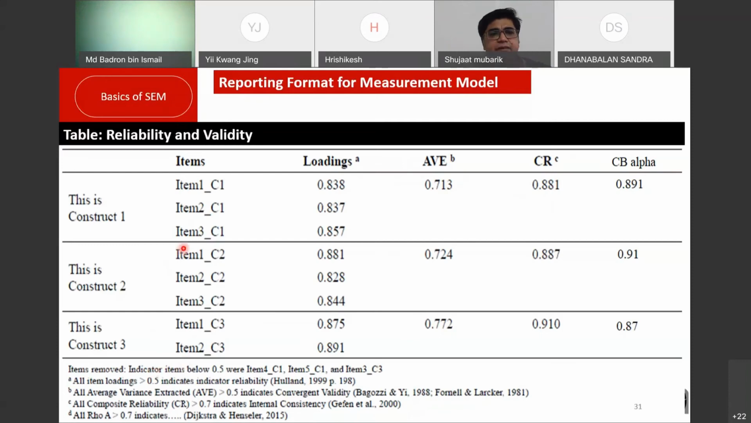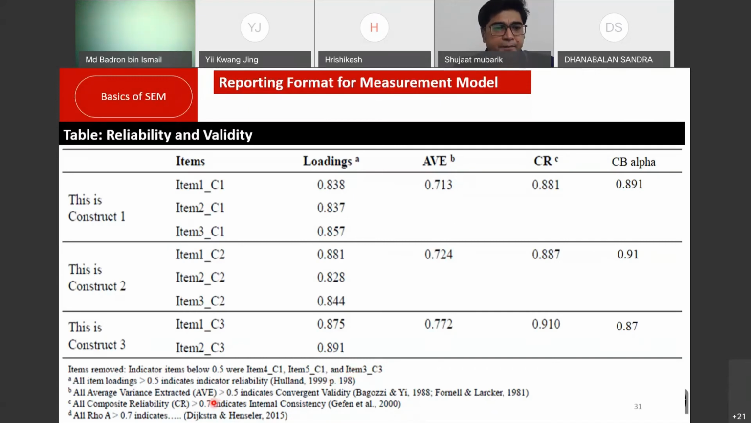For example, sometimes we remove the items which had a factor loading lower than, for example, 0.40. All those items which we remove from a construct need to be reported at the bottom of this table. So here, for example, items removed. The items with loadings below 0.50 were item 4, item 5, or whatever those item codes were. Those codes need to be written here to inform the reader which items were removed due to the lower factor loading.